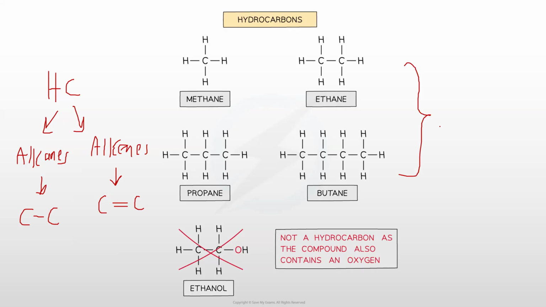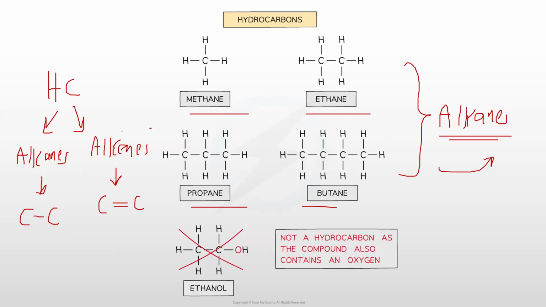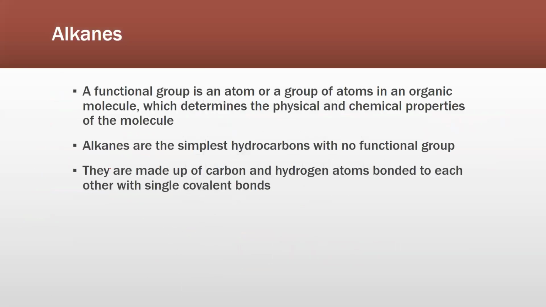अब ये आपको सारी examples कौन सी दी हैं? You are given these 4 examples of alkanes. Look at these. जैसे we have methane, ethane, propane, butane. These are all hydrocarbons. And which hydrocarbon? Alkane. Alkenes are also hydrocarbons, जिसके अंदर ethene, propene, butene आएगी. But here you can see ethanol is not a hydrocarbon as the compound also contains an oxygen.